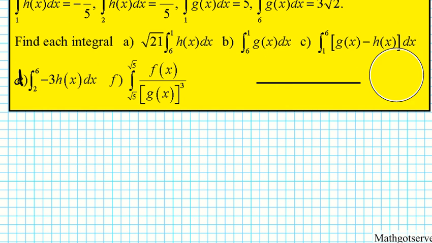Where is that? Option E. I called it F here, so let's call that E. So for option E, we're evaluating the integral from negative root 5 to root 5 of f of x dx.